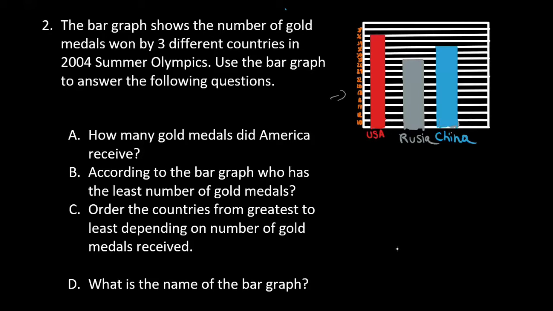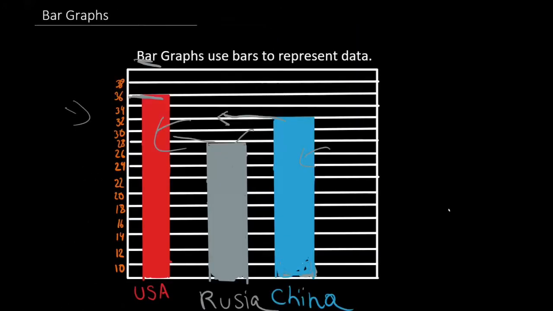It says, how many gold medals did America receive? Okay, so I see that America is basically US, so I see that USA is over here. What we need to do is find out how many gold medals America received. So I'm just going to go back to this one because it's bigger. What we do is put a line where it is. So right now, the USA, this is where it ends.